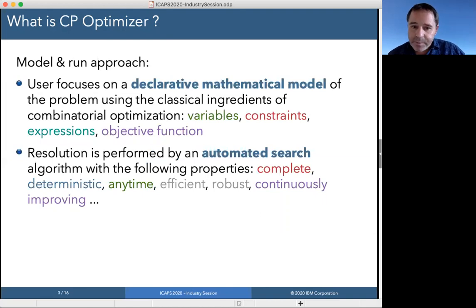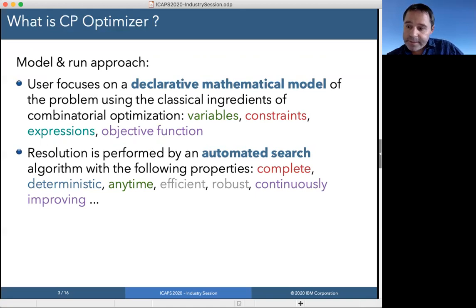So CP Optimizer follows a model-and-run approach. The user focuses on providing a declarative model of the optimization problem using the classical ingredients of combinatorial optimization, I mean variables, constraints, expressions, and objective functions. And the resolution is performed by an automated search algorithm, so the user does not have any resolution code to write. The search is an exact algorithm that can provide optimality proofs.